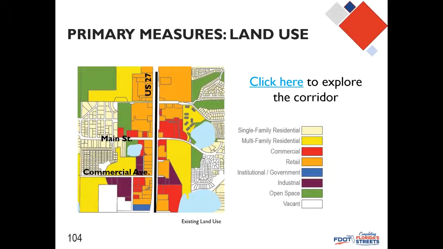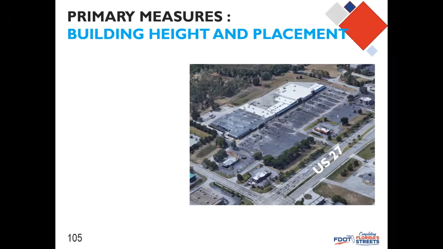Primary land uses through here are retail and commercial. And if you look for residential, you're not going to find a whole lot. There's some multifamily to the rear and then some single family further back. So this is a fairly classic suburban type of development pattern. So that's kind of steering us in that direction right away.